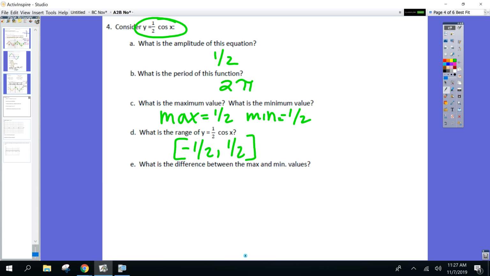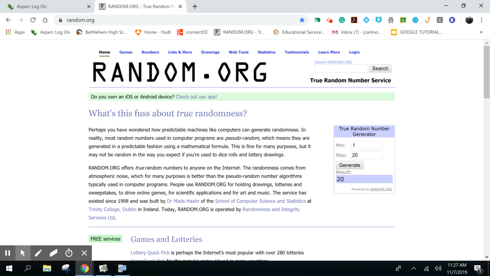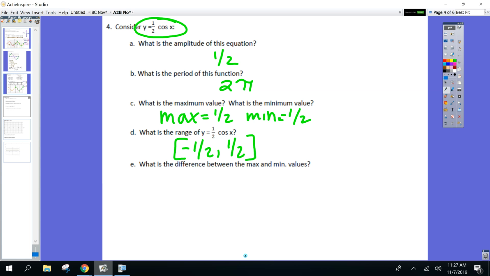And what's the difference between the max and the min now? The difference between the max and the min. What's the max? What's the minimum? Difference between them? Got your calculator too if you need to plug it in: negative 1/2 minus a negative 1/2. Yep. Difference is 1.